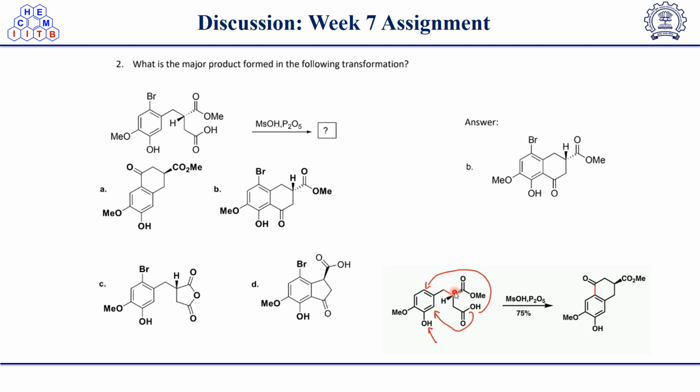1, 2, 3, 4, 5, 6. A 6 member ring will be forming. So that is the correct answer. Option B will be the correct answer for this question.